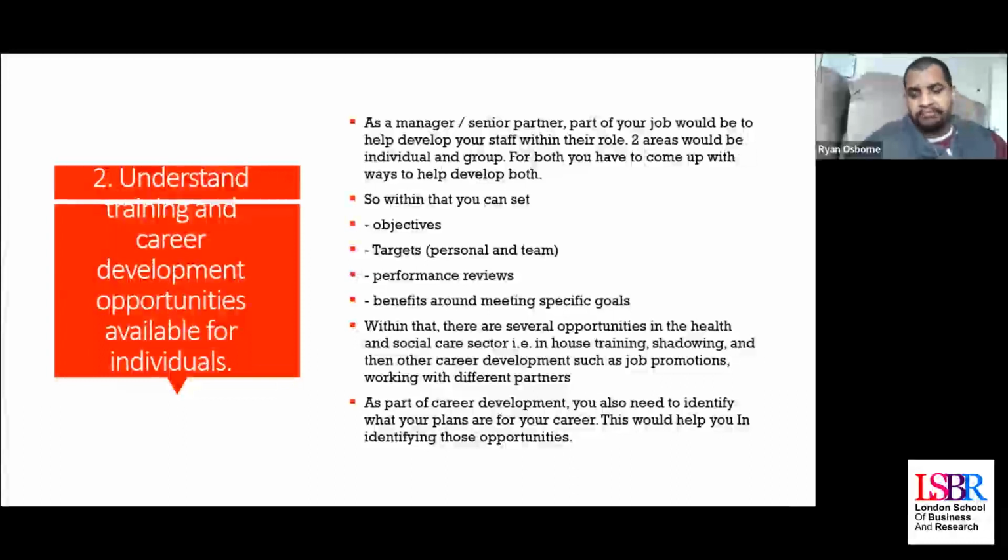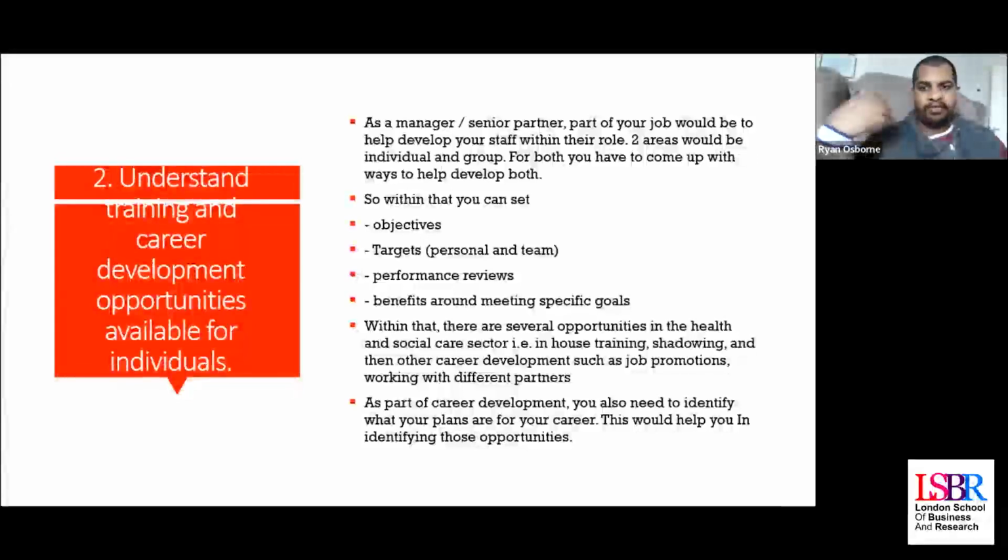You may also have other development paths such as job promotions, and also the other aspect of working with different partners within the industry as well. So, you'll be working with different partners. So, for example, if you work for the NHS, you may find a job with the Department of Health.